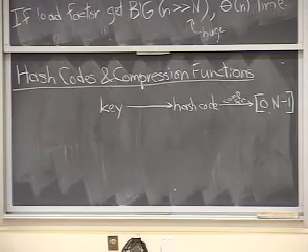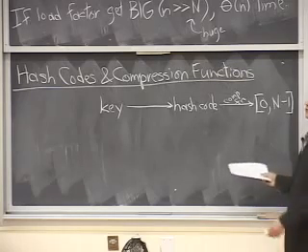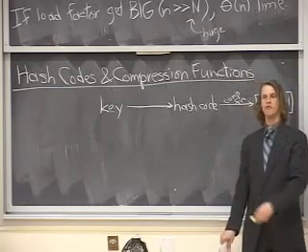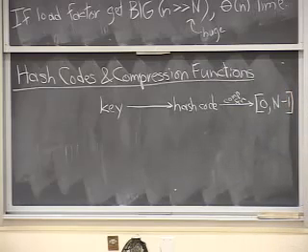Now, designing these things well, the hash codes and the compression function, is a black art. And so what I will try to get across is examples of why certain things don't work. But to some degree, it's hard to really explain why the things that do work, work. They work because nobody has found any flaws in them yet.